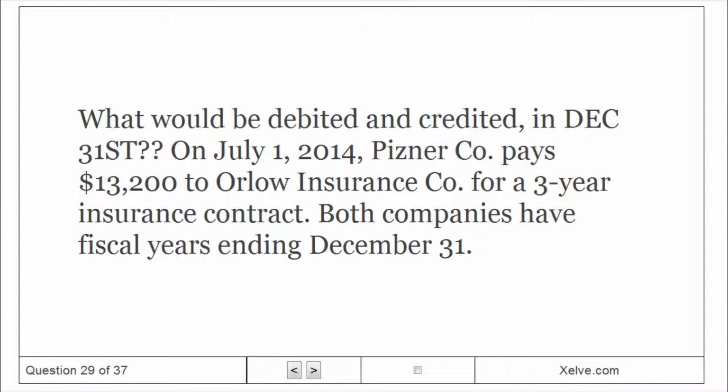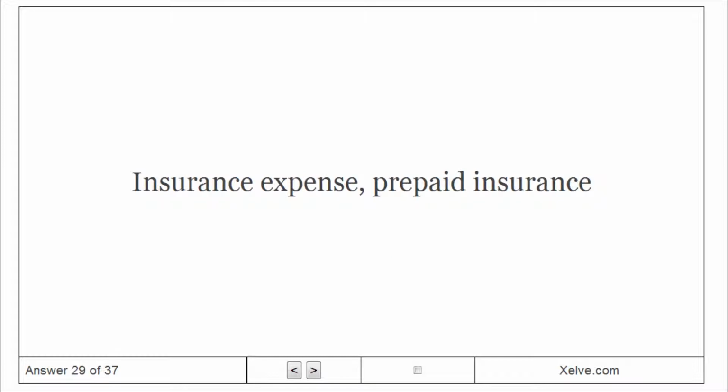What would be debited and credited? On December 31st, given that on July 1st, 2014, Pisner Co. paid $13,200 to Orlo Insurance Co. for a 3-year insurance contract. Both companies have fiscal years ending December 31st. Insurance expense, prepaid insurance.